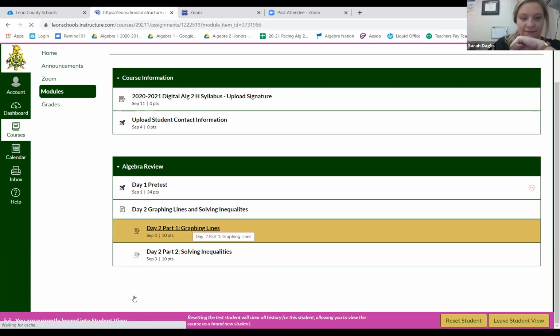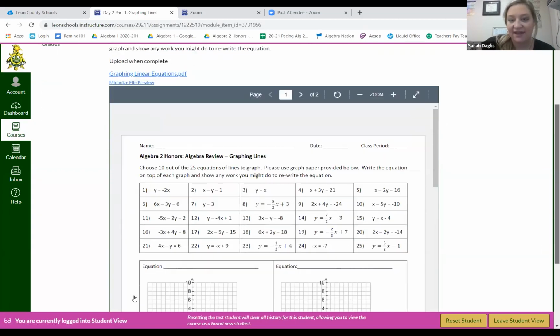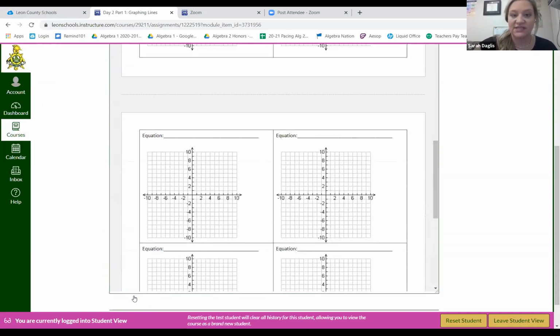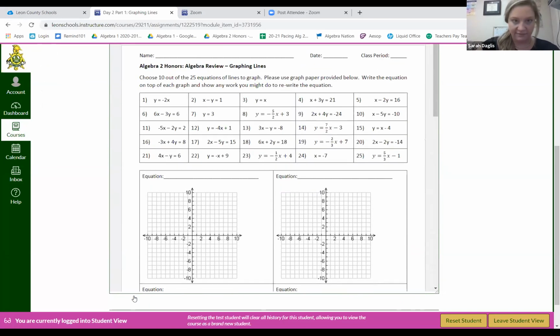So this first assignment is graphing lines. When you get it, there are 25 here, but make sure you read the directions. It tells you to only pick 10. Okay, so there's 25 here, so you're all gonna have different ones that you pick, all right? And I've put on the same paper 10 different graphs. So please make sure, since you're all gonna be different, make sure you write the equation at the top of the graph that you are choosing to graph, and then graph it, okay?